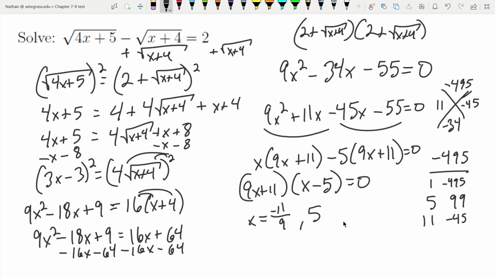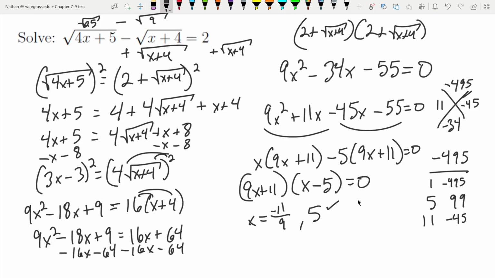Now, typically, one of these will be extraneous. Because of how we solve this, when you square and then you square again, we get a quadratic, that always gives you two solutions. One is usually not true, so you need to check the answer. If I check 5, that's the easy one to check. 4 times 5 is 20, plus 5 is 25. The square root of 25 is 5. Here I have 5 plus 4, that's going to be 9. The square root of 9 is 3. So I have 5 minus 3 does in fact equal 2.